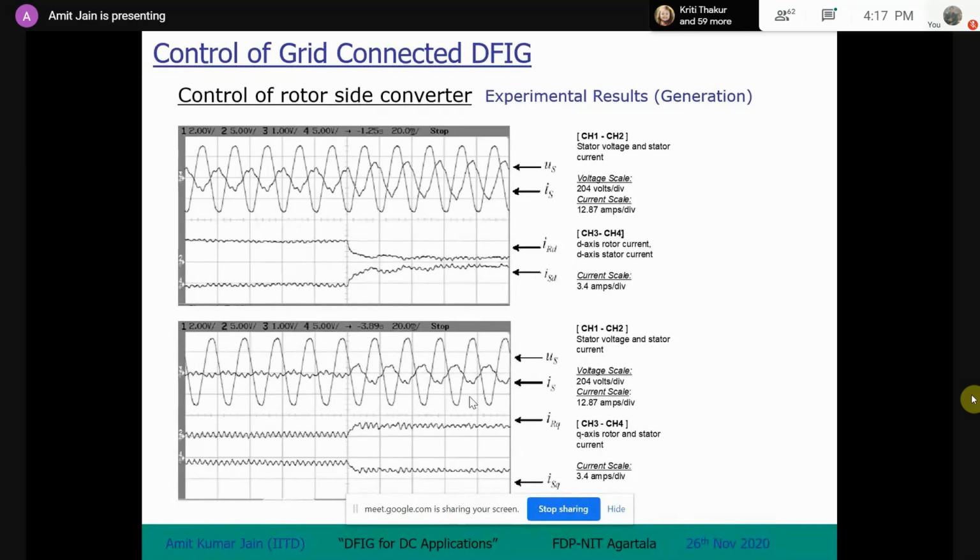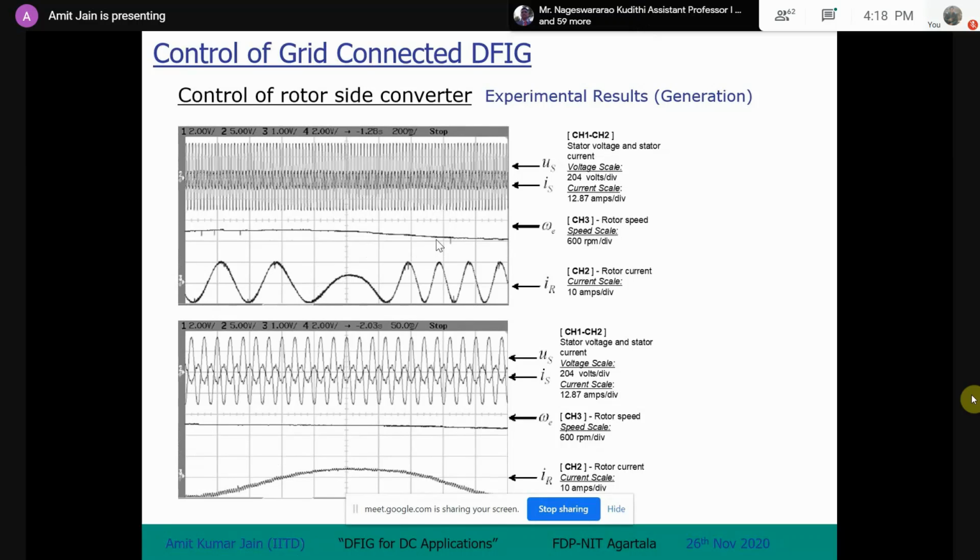I told you that it is possible to generate flux from both the stator and the rotor. In this case, the whole flux is given from the rotor. That is why it is perfectly UPF on the stator side. But let's say if you don't do that, then the stator also has to supply part of the flux from the stator side.